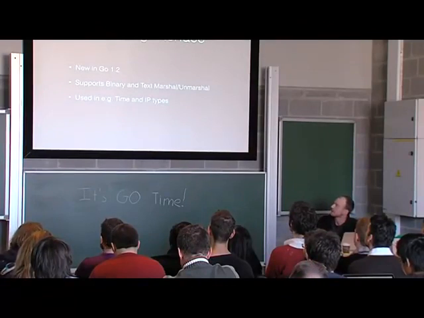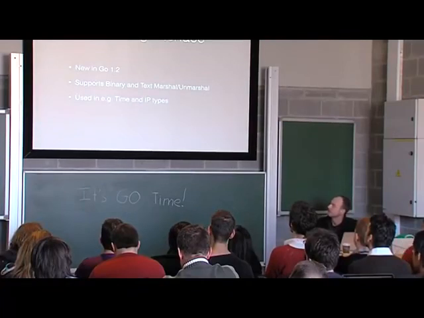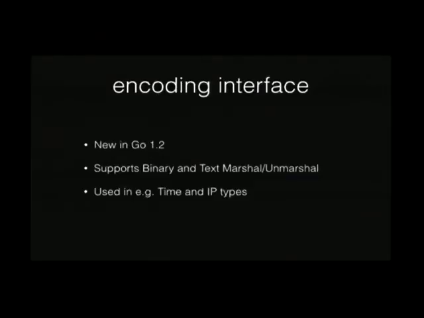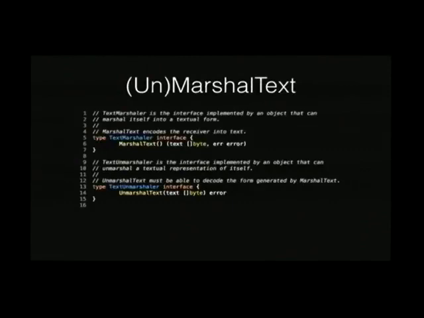So I think I've just said all that. It's new in Go 1.2. It supports two kinds of marshalling and unmarshalling: binary representations and text representations. It's used in a couple of places in the standard library as well, as you can imagine. So let's have a look at two of those interfaces. Marshalling and unmarshalling text.